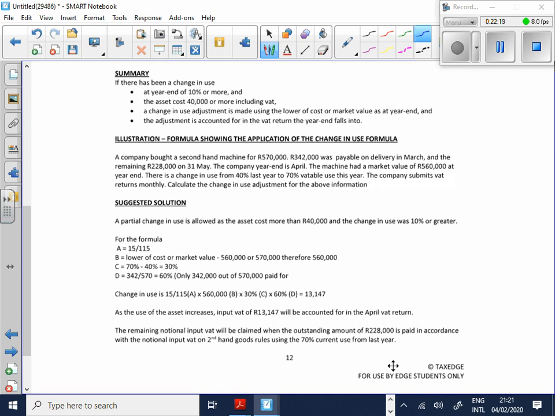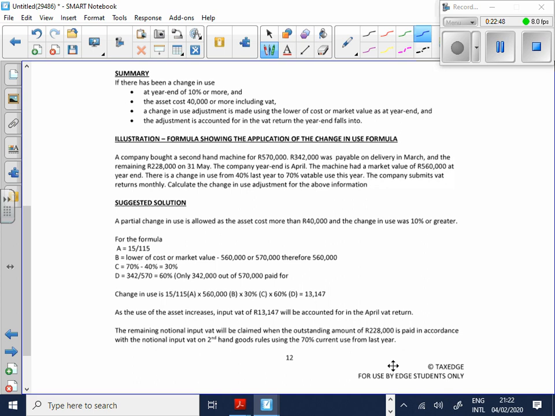We're only going to make an adjustment if it moves by more than 10%. Has it moved by more than 10%? Yes. And it costs greater than or equal to 40. Is this cost more than or equal to 40? And what do we put in the year-end VAT return? 13,147. 15 over 115 times 560 times 30%.